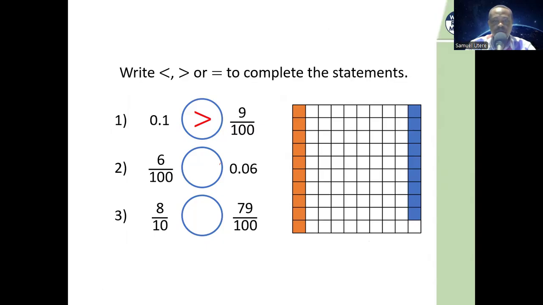If we shade 6 hundredths, that will be 6 little squares. 0.06 is also 6 hundredths. So you can see that they are the same. So we use the equal sign.